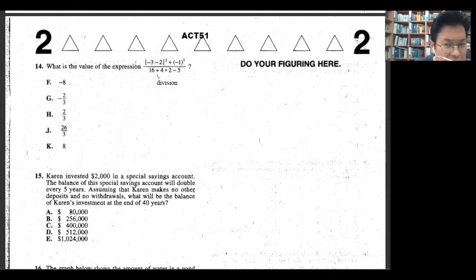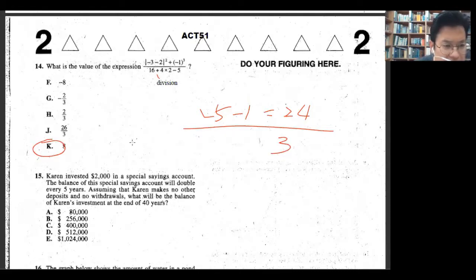What is the value of this one? This sign is division. Top: 5 squared is 25, minus 1, so 24 on top. Bottom: 4 times 2 is 8, minus 3. So it's 8 total.